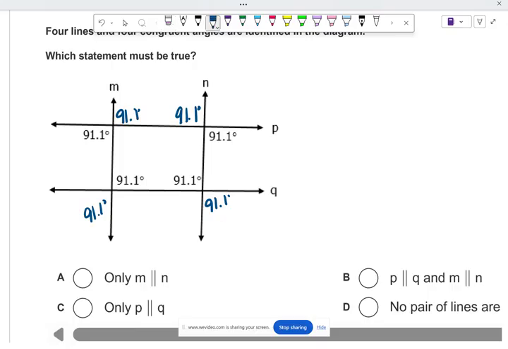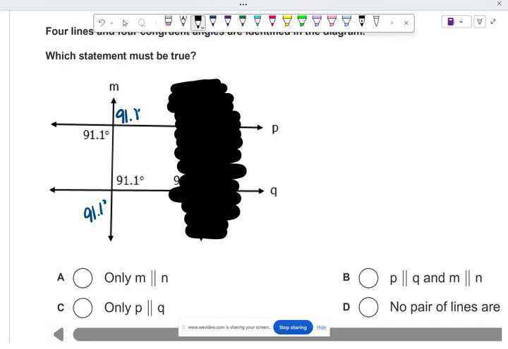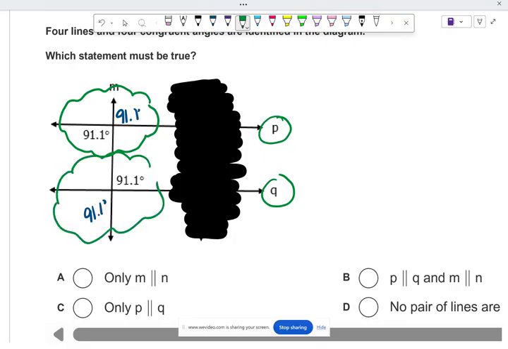You need to get your magic paper. You need to get rid of one of the transversals. And you compare what you have left. Do the measurements that they gave us slide down and match up for line P and line Q? Look, y'all, this 91.1 is on the top right. In this little group, it's on the top right. So yes, they slide and match up and correspond. And if corresponding angles are congruent, then the lines are parallel. So we definitely have that line P is parallel to line Q.